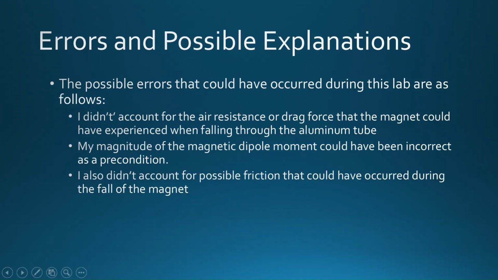Errors and possible explanations. The possible errors that could have occurred during this lab are as follows. I didn't account for the air resistance or drag force that the magnet could have experienced when falling through the aluminum tube. My magnitude of the magnetic dipole moment could have also been incorrect as a precondition. I also didn't account for possible friction that could have occurred during the fall of the magnet.